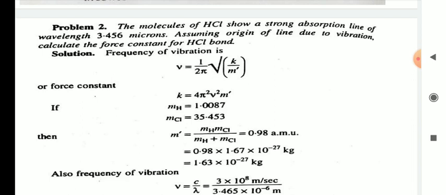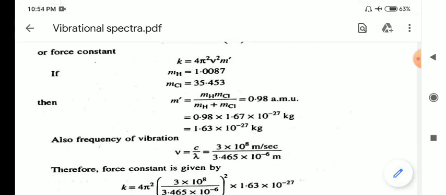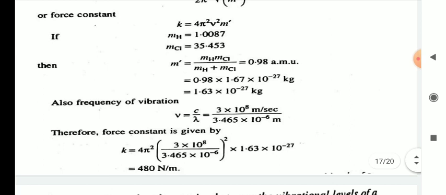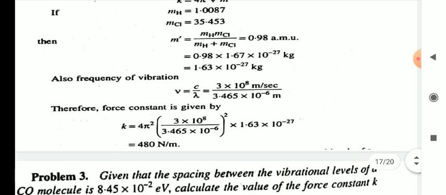The mass of hydrogen is 1.0087, and the chlorine mass is 35.453. Therefore the reduced mass is calculated, and that works out to be 0.98 AMU. That should be converted into kg by multiplying the AMU by 1.67 into 10 raised to minus 27. So that works out to be 1.63 into 10 raised to minus 27 kg.